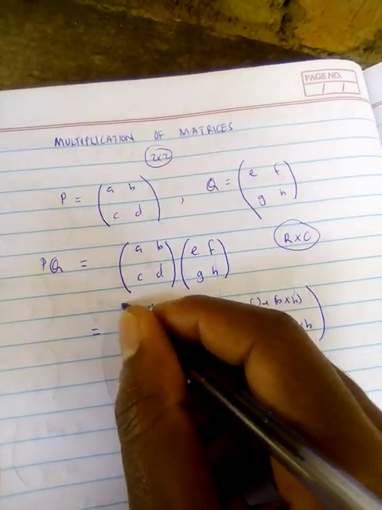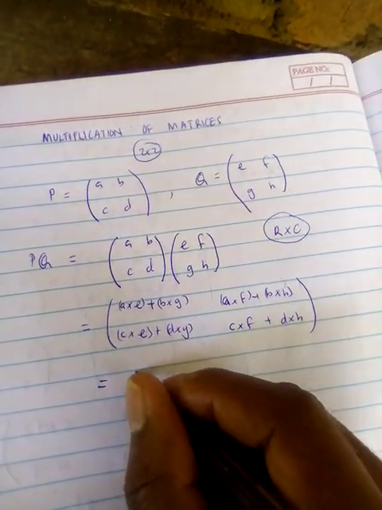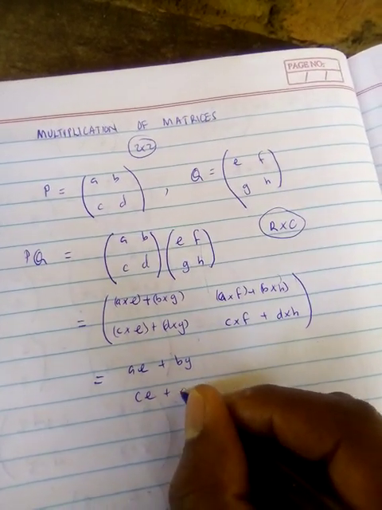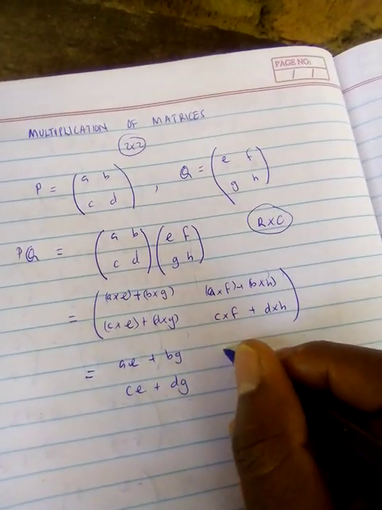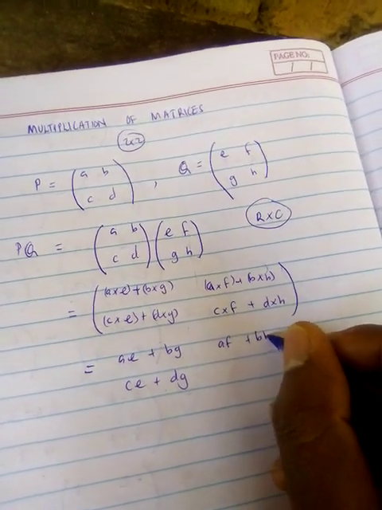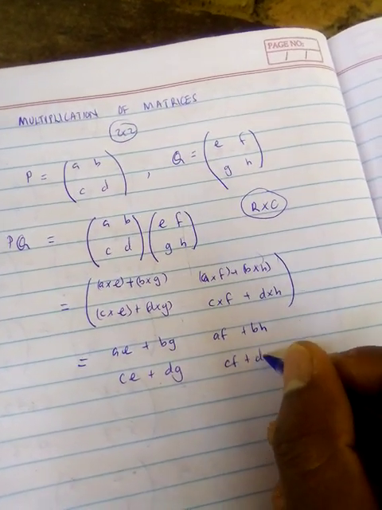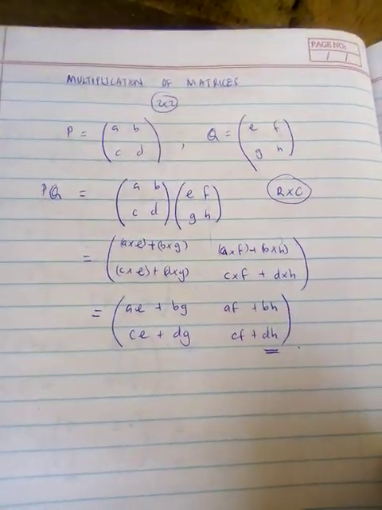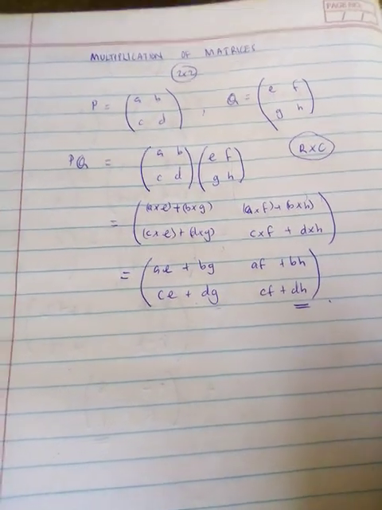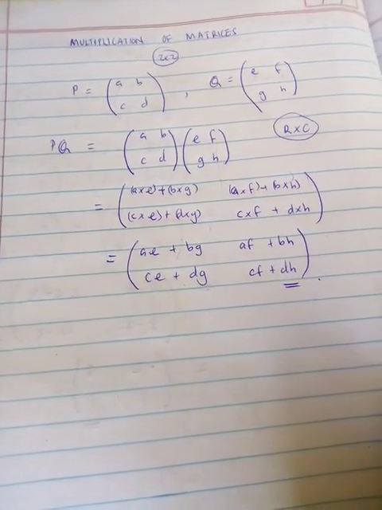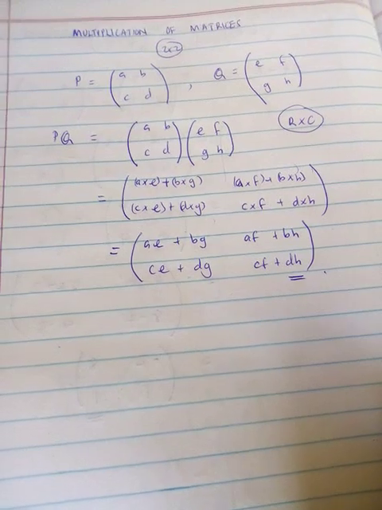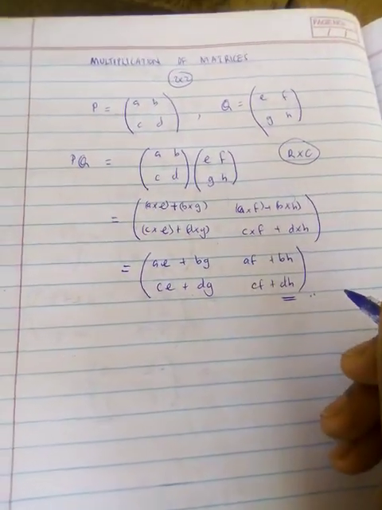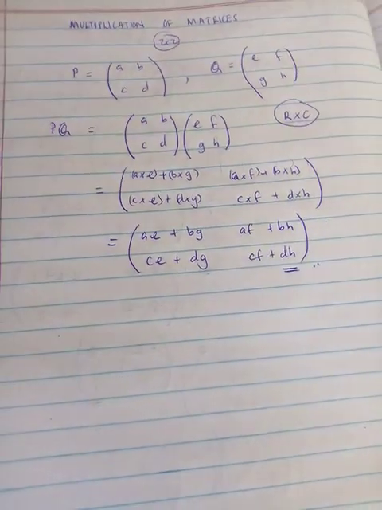Such that I have this as AE plus BG, CE plus DG. Then I have AF plus BH, CF plus DH. That is the general principle that underlies all matrix multiplication. Yeah, so then we can look at an example.